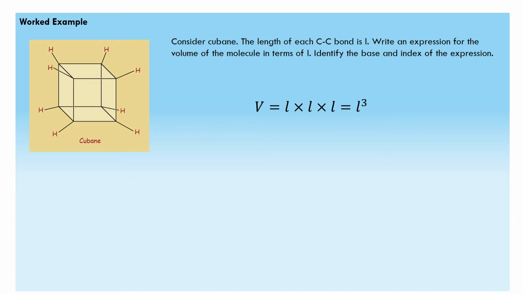So we know that the volume of that molecule, it's a cube, can be described by the length of one side multiplied by the length of another multiplied by the length of another. And we can write that as a power as equal to L cubed. Just L times L times L. And here we would describe the base of that power as L and the index as 3.